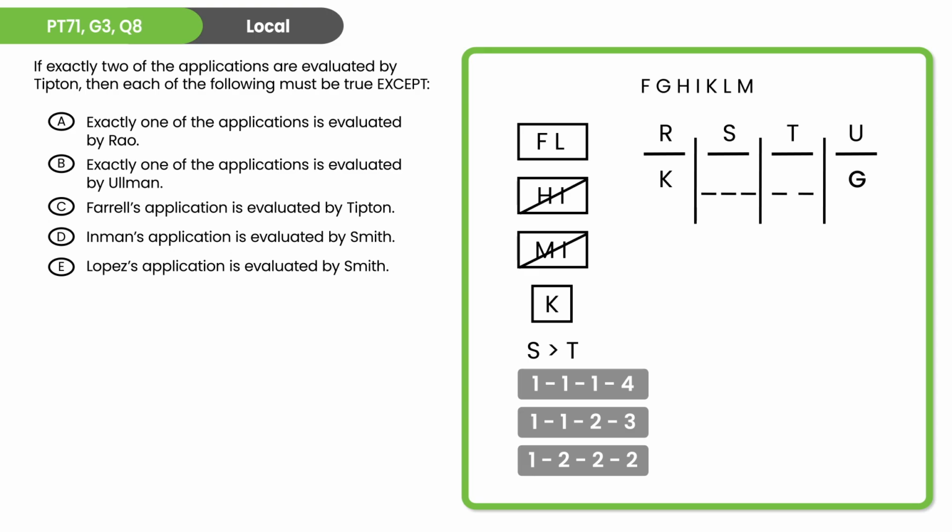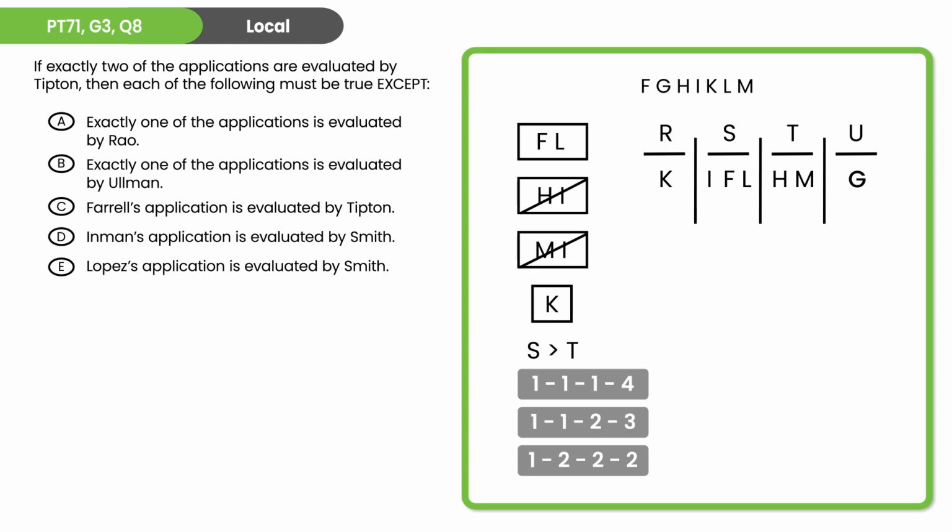We can't put F and L together in T because that would put I, H, and M in S. And H and I don't like each other, M and I don't like each other. So we're going to have to put F and L into S. And that leaves I, H, and M left over. If we put I into T, it'll be there with either H or M, and it can't. So we're going to have to put I into S and H and M into T. So if exactly 2 of the applications are evaluated by T, it looks exactly like this.